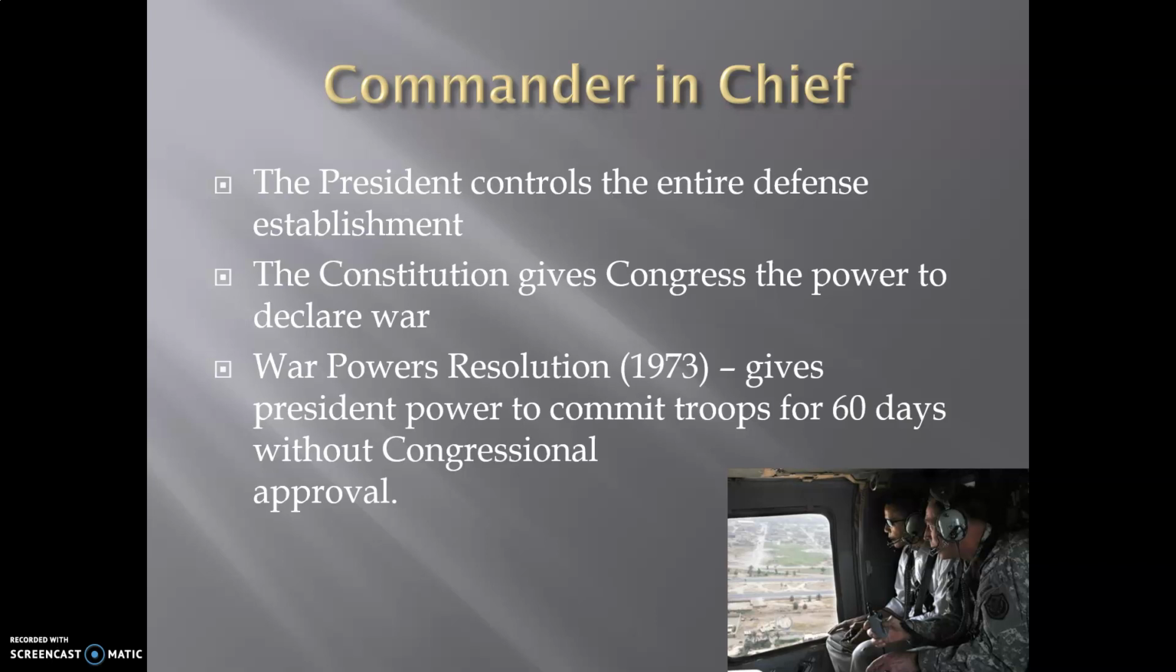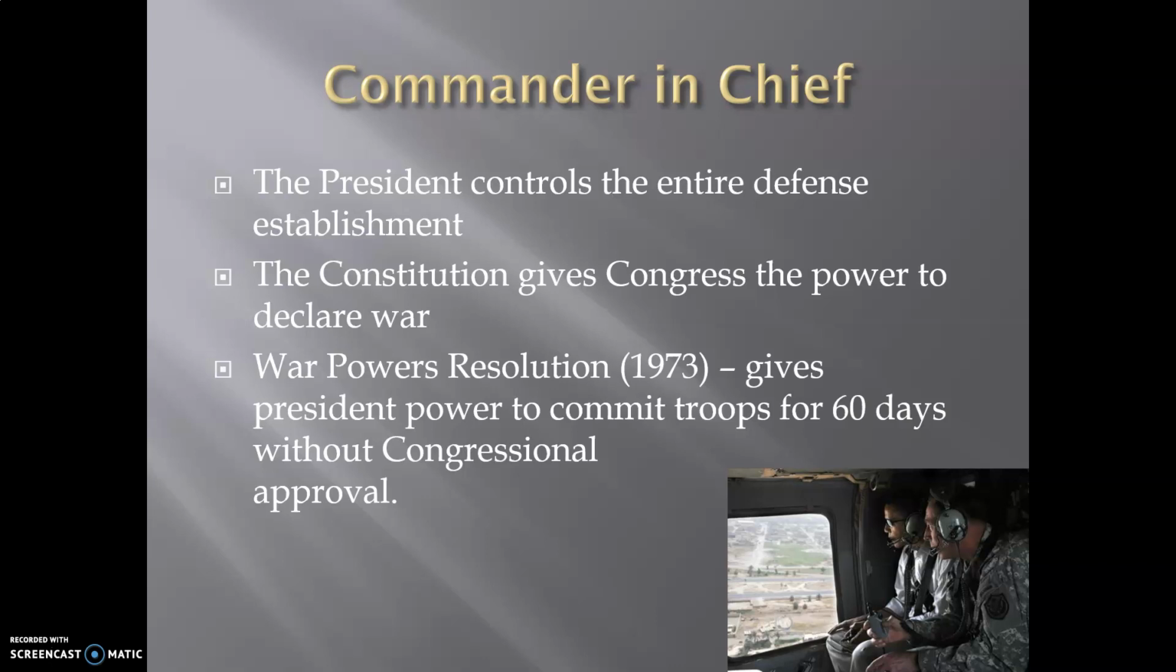So here's what we did. In 1973, we passed the War Powers Resolution. It gives the president the power to commit troops for 60 days without congressional approval. If within 60 days he hasn't gotten congressional approval, he has 30 days to bring the soldiers back home. So ultimately, the president has 90 days to fight a conflict, a war, whatever we want to call it, without congressional approval.